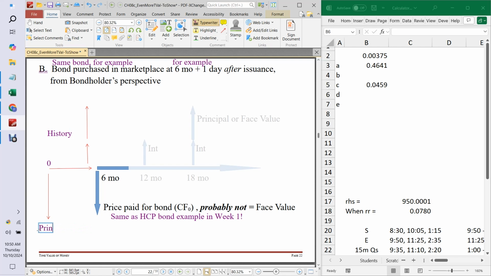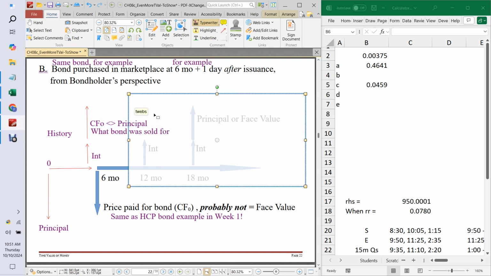And here we have, so when it's issued, whoever's buying it is paying that principal, right? And then yesterday they got that interest payment, and they also got CF0, which is not equal to principal. CF0 is what they sold the bond for. That's what we paid for it in the marketplace today. And, you know, it might have been 1,000, but that would just be a coincidence. So now we own this bond. We just bought it today.